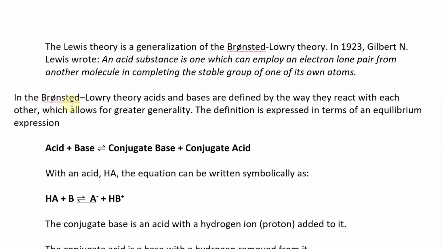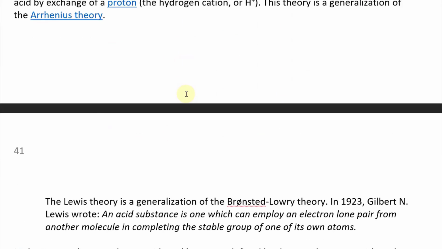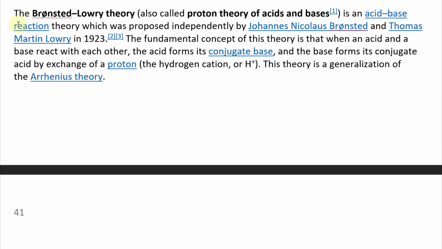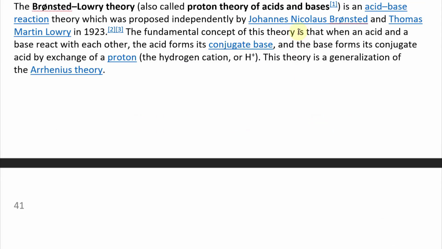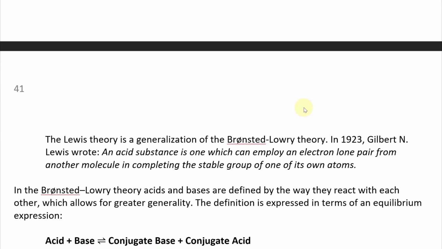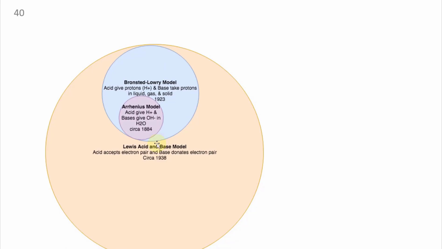Okay, and then in the Bronsted-Lowry theory, acids and bases are defined by the way they react with each other, which allows for greater generality. This definition is expressed in terms of an equilibrium expression. Actually, I'll go backwards again here. This theory, the Bronsted-Lowry, is a generalization of the Arrhenius theory, and then the Lewis theory is a generalization of the Bronsted-Lowry theory. So yeah, these aren't the same things. Initially, I was thinking that I just read the same thing. No, this is the more general. So Lewis is more general than Bronsted, and Bronsted is more general than the Arrhenius theory. And hence you go Lewis, Bronsted, Arrhenius.